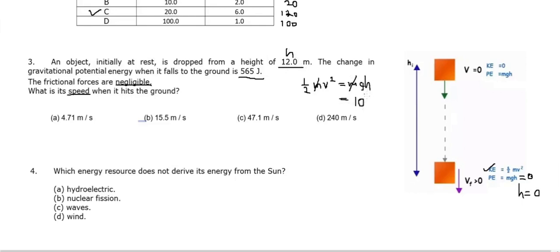This is 10, you can consider for G, multiplied by height 12, that is equal to half into V square. So no need of mass, it is cancelled out here, and we can calculate V square. You can make V square as a subject, and then you can make V as a subject, and if you calculate the value, it will come close to 15.5 meter by second. So answer B is the option. You have to just make V as a subject and you can calculate.